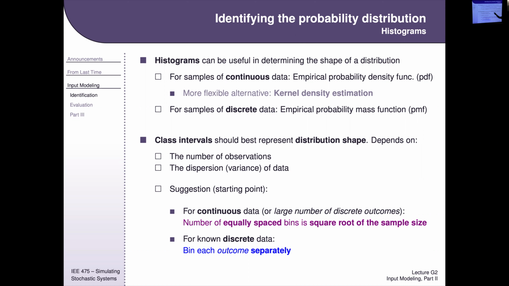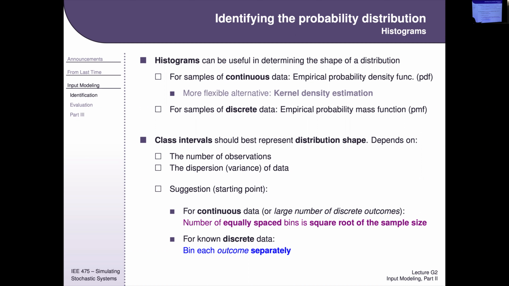But the big trick in these histograms is figuring out how many intervals to choose and how wide those intervals are. This depends on a lot of things, how many observations and how variable the data are. A good starting point, the heuristic you should maybe use, is for continuous data, the number of equally spaced bins is the square root of the sample size. If I have 100 samples, and I'm pretty sure it's continuous data, I choose 10 bins and each bin has the same width. That's the general rule you start with. You don't necessarily end there, but that's a good starting point.